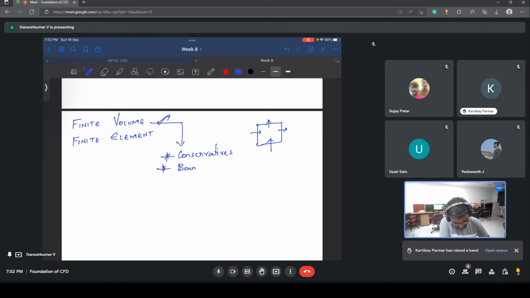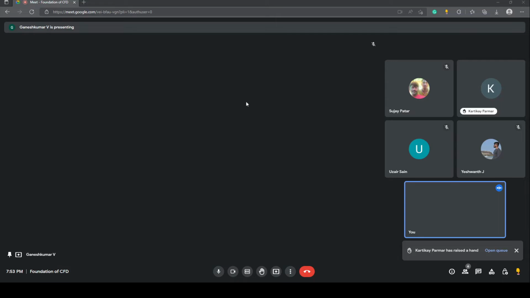Yes, Karthikeyan. Sir, I just want to ask, the code which is given to us is using the finite difference method, right sir? I'm not sure. Actually they are doing the SIMPLE algorithm, right? The SIMPLE algorithm is actually the finite volume method, so the code is also for finite volume method. Okay, sir. I believe so.